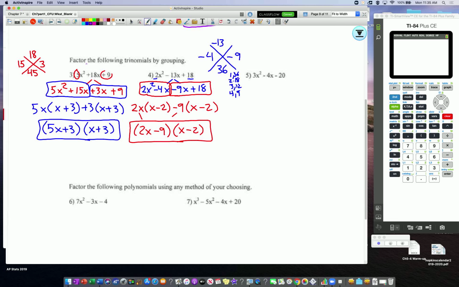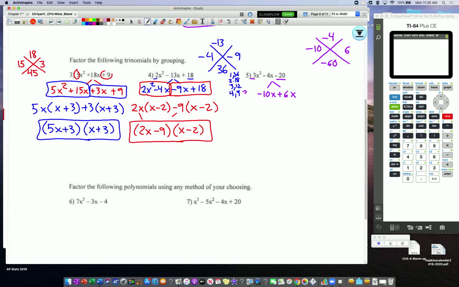All right, let's take a look at our last one, of these three at least. I'm looking at factors of 3 times negative 20, which is negative 60. Factors of negative 60 that add up to negative 4. Wow. Right away I'm thinking, well, 10 times 6, and if I make that 10 negative, ooh, I think I just got it. So I can rewrite this negative 4x as minus 10x plus 6x.